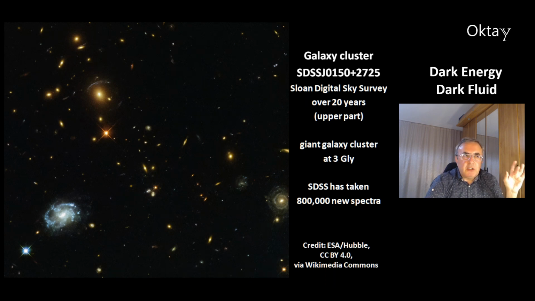This is a nice picture of the galaxy cluster SDSS J0150+2725 from the Sloan Digital Sky Survey. This was another very successful survey over more than 20 years. The galaxy cluster is in the upper part of this image. It is at a distance of 3 billion light years. And the Sloan Digital Sky Survey has taken over 800,000 new spectra.